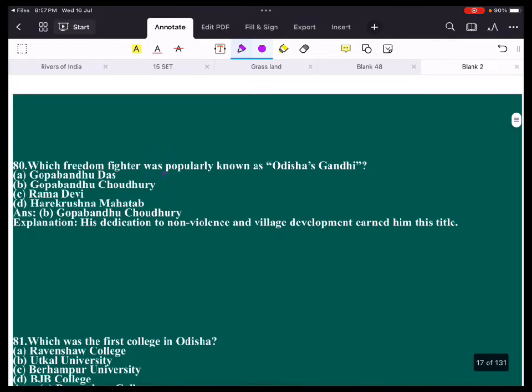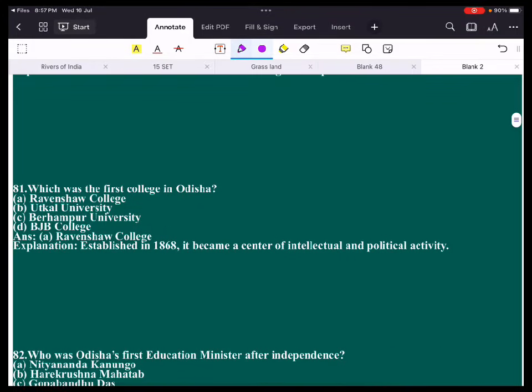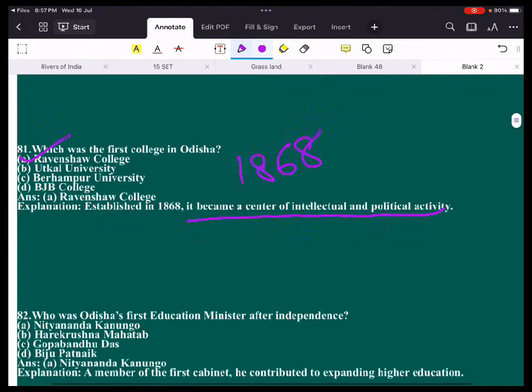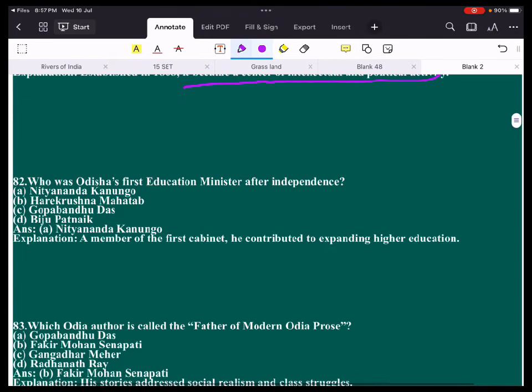Which freedom fighter was popularly known as Odisha's Gandhi? That is Gopabandhu Chaudhary. Option B. Which was the first college in Odisha? That is Ravenshaw College. Option A. Established in 1868, it became a center of intellectual and political activity. Who was Odisha's first education minister after independence? That is Nityananda Kanungo. Option A.